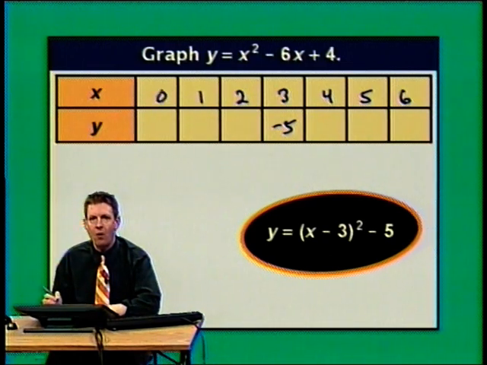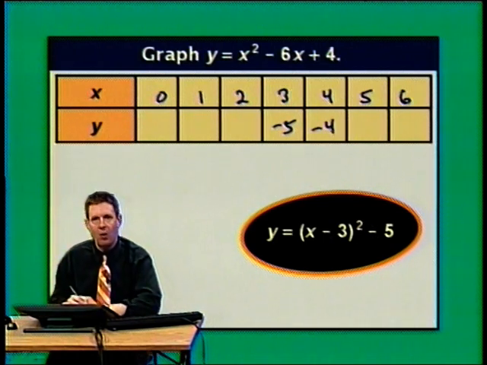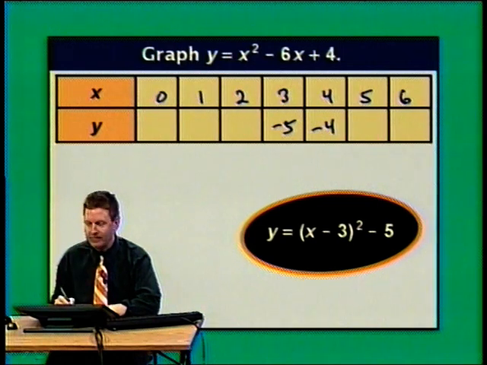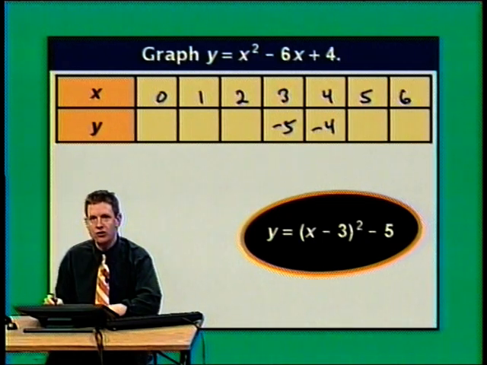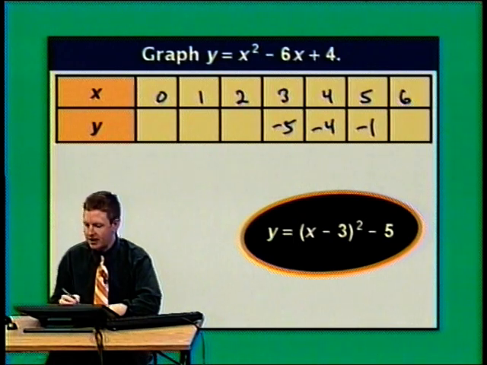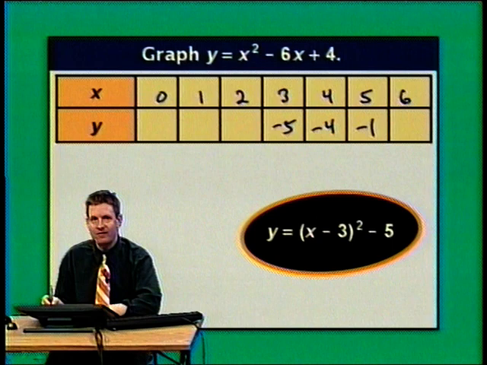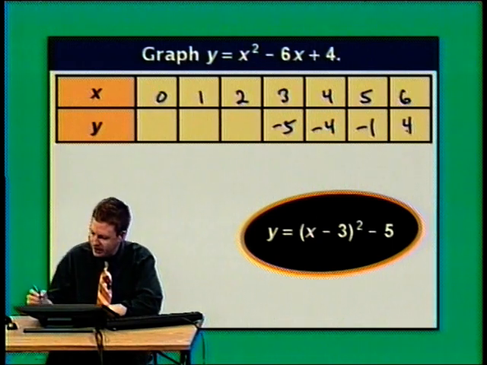When x equals 4, looking at my graphing form, y is 1 squared minus 5, which is -4. When x equals 5, looking at my graphing form, y is 5 minus 3, quantity squared, minus 5. That's 2 squared minus 5, which is -1. When x is 6, 6 minus 3 is 3. 3 squared minus 5 is 9 minus 5, which is 4.